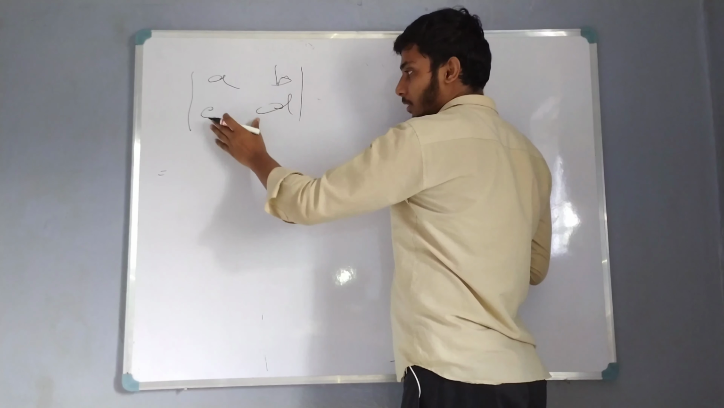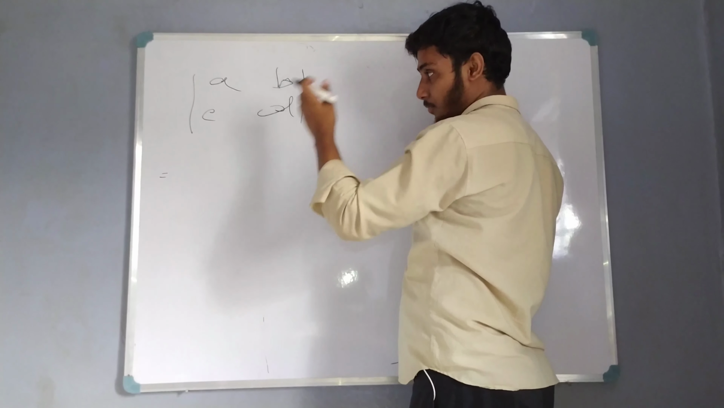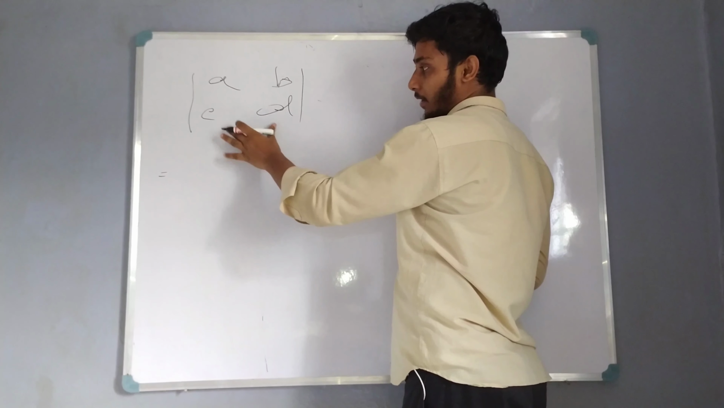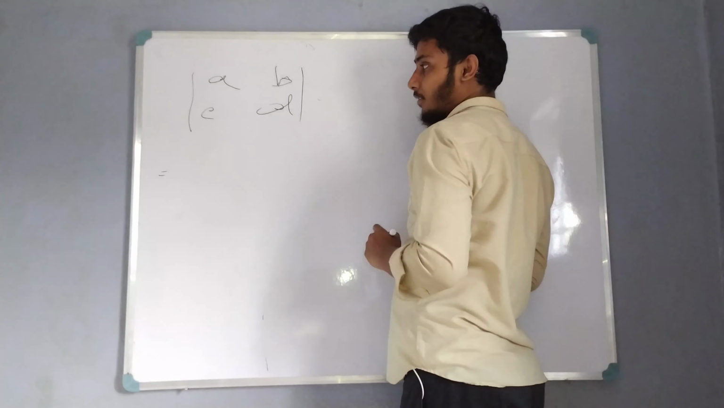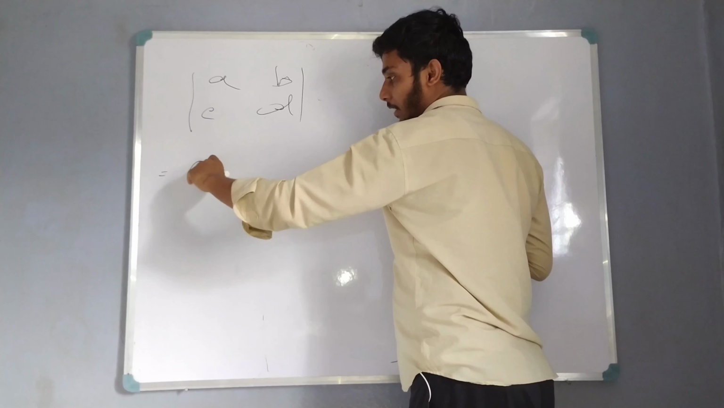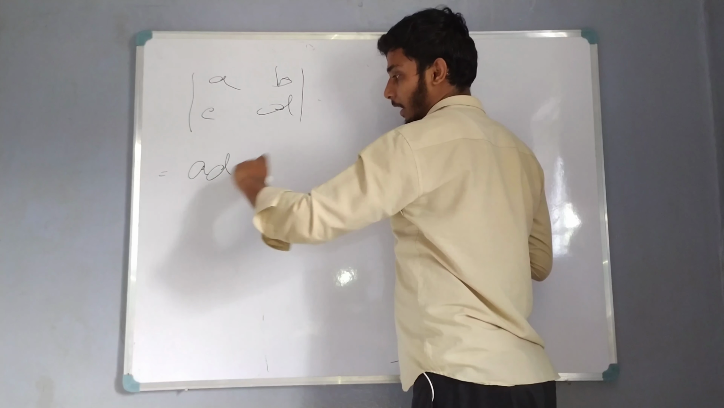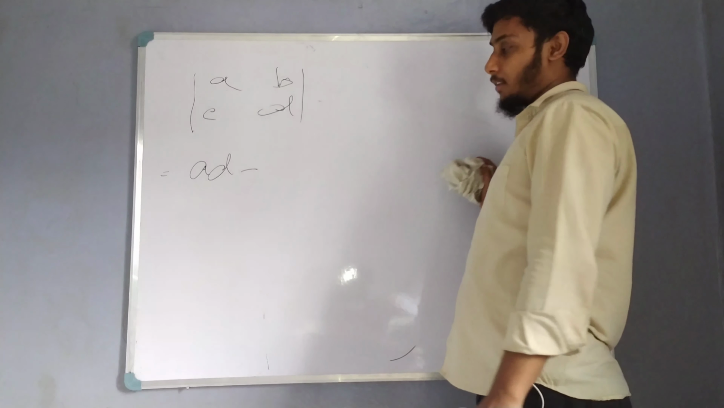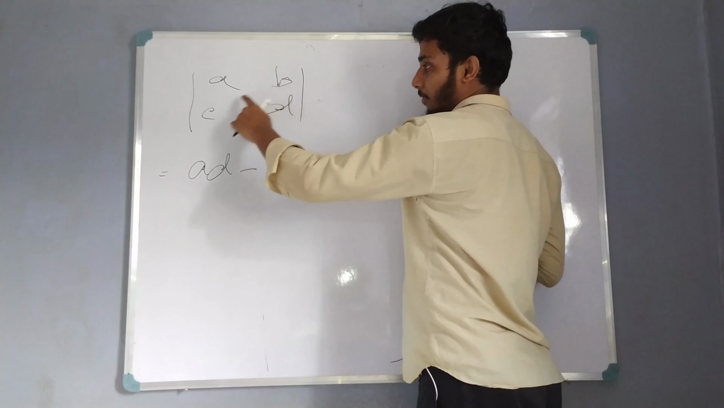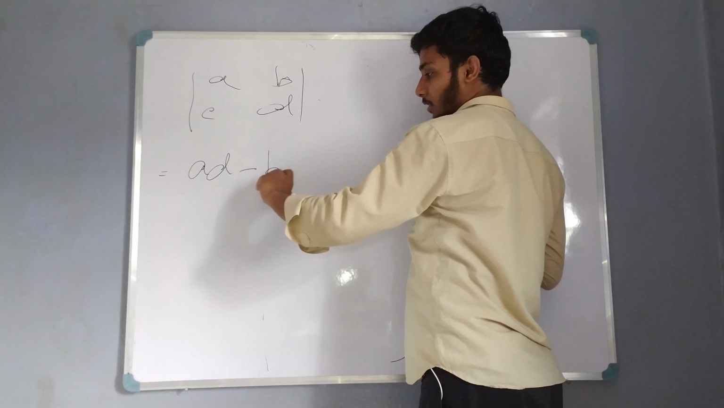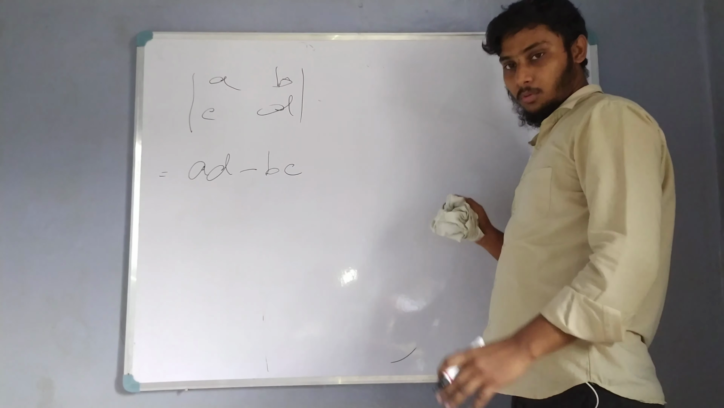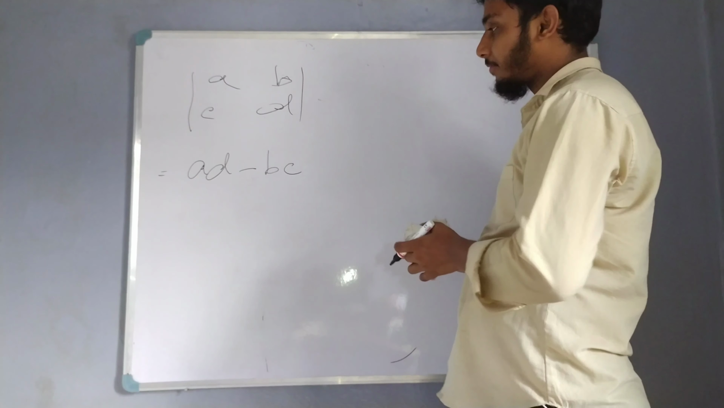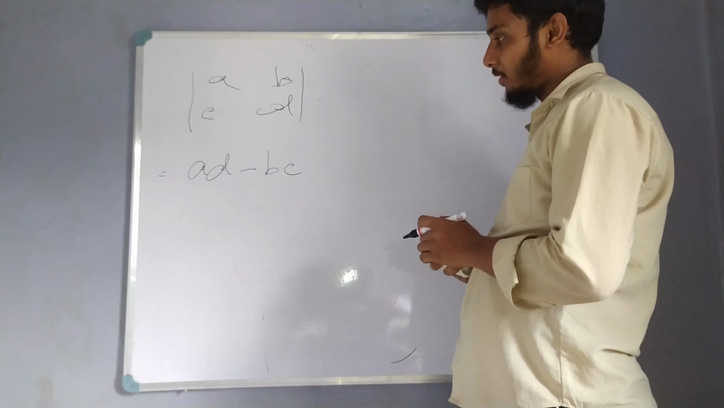So now we need to learn how to expand a second order determinant. I have already told you that you have to multiply a with d. So it will be ad, and then you will have to give a minus sign, and then you will have to multiply b with c. So it will be bc. So this is the expansion rule of second order determinant.